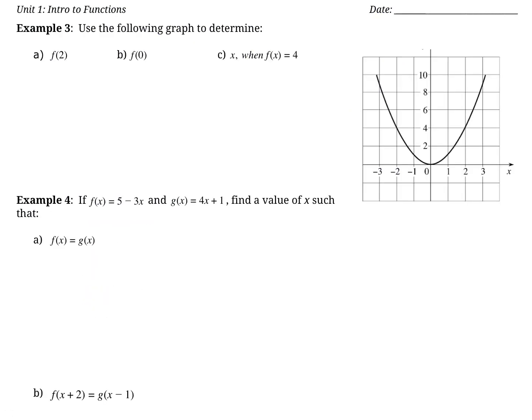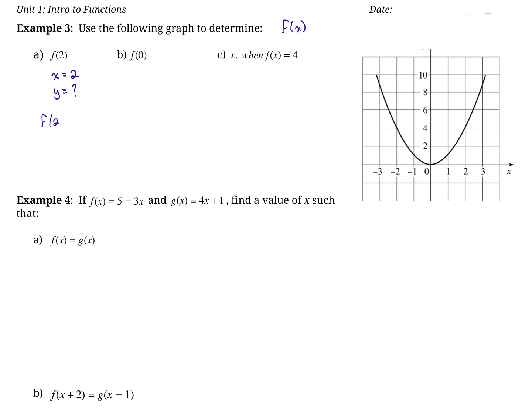In the next example, we're going to be determining our solutions from a graph. So remember our function notation, f(x). The x's are just our x values, and f(x) are just our y values. So f(2) means x is 2. We're looking for our y value when x is 2.